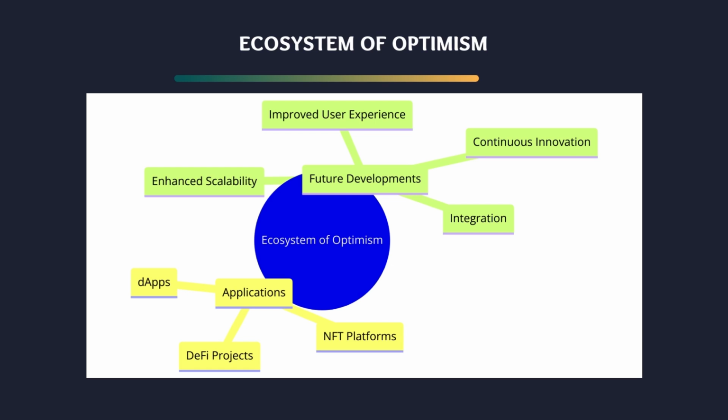The ecosystem of Optimism is characterized by a dynamic range of applications and a forward-looking approach to development. As it continues to grow and evolve, Optimism remains a leading Layer 2 solution, driving innovation and enhancing the capabilities of the Ethereum network.